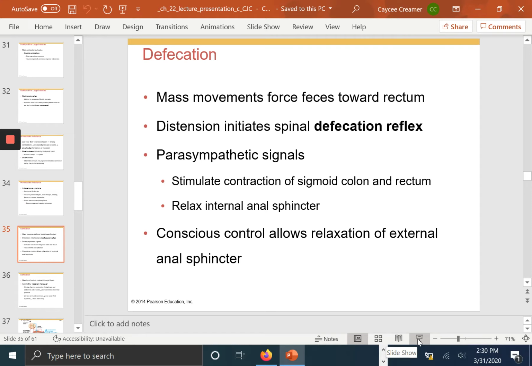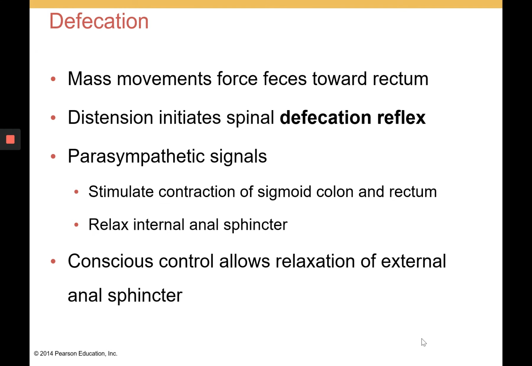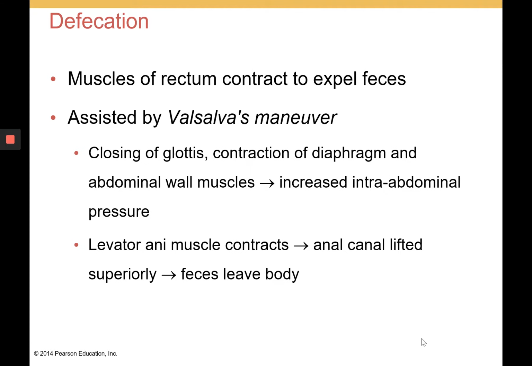Our next topic is defecation. So we'll start by talking about the mass movements that force feces toward the rectum. And these mass movements distend or stretch the rectum and initiate the spinal defecation reflex. These involve parasympathetic signals that stimulate contraction of the sigmoid colon and rectum and then relax the internal anal sphincter. We are allowed conscious control, however, over the relaxation of the external anal sphincter.